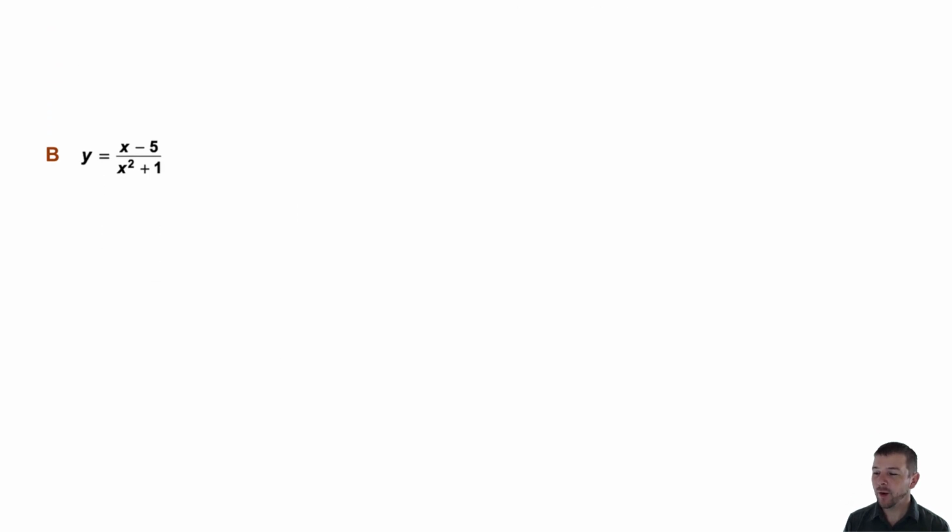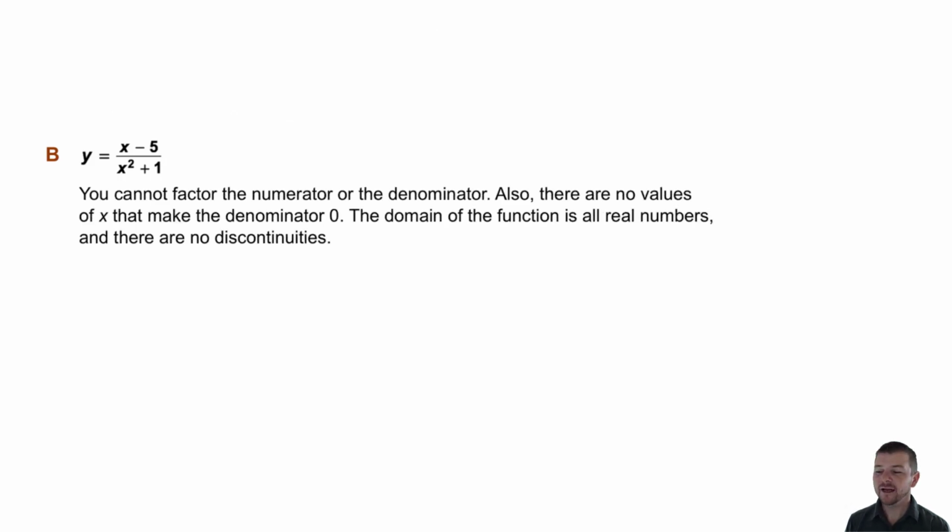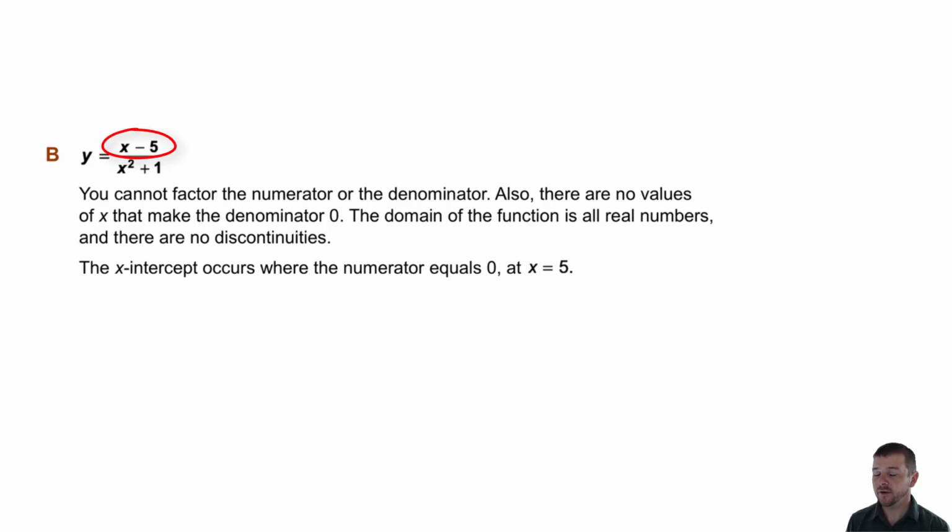Part B. How about y equals the binomial x minus 5 over the binomial x squared plus 1? You cannot factor the numerator or the denominator. Also, there are no values of x that make the denominator 0. The domain of the function is all real numbers, and there are no discontinuities. The x-intercept occurs where the numerator equals 0, so where x minus 5 equals 0, that's at x equals 5.